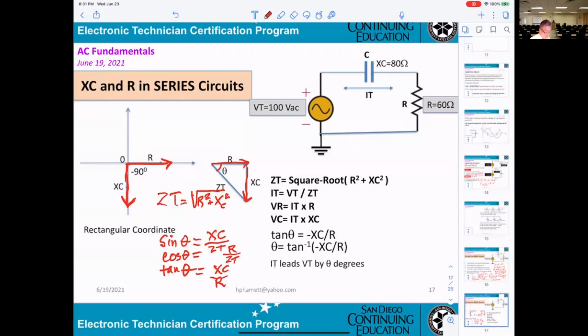Your ZT is equal to 100. I haven't come up to that point yet. Now you can see, in this circuitry here, this is 80 ohm, and this is 60 ohm, and they want to calculate the total resistance, total impedance. Now you get along with what they call an impedance.